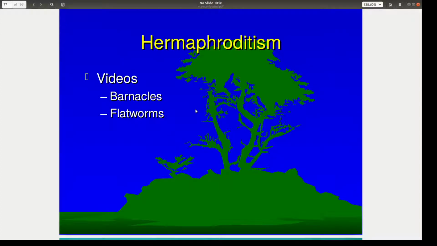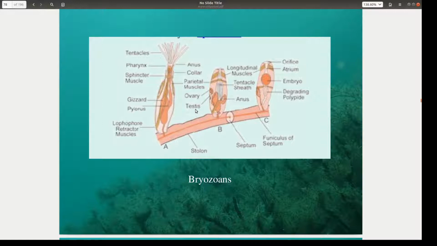Almost all flatworms are simultaneous hermaphrodites, but they're mobile. Unlike barnacles, they are mobile swimmers. And they have an interesting mating behavior. Bryozoans are attached and colonial, and they are also simultaneous hermaphrodites. Common example. All right, so let's take a look at a couple of interesting videos. You can see hermaphroditism in action in the marine environment.